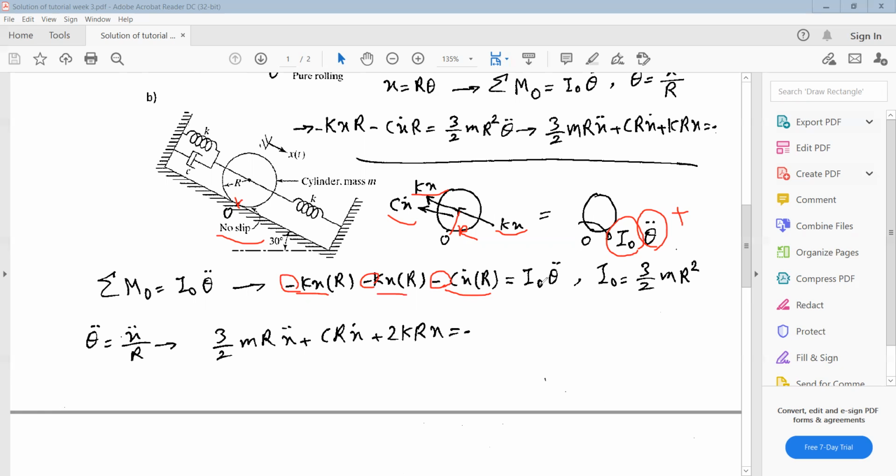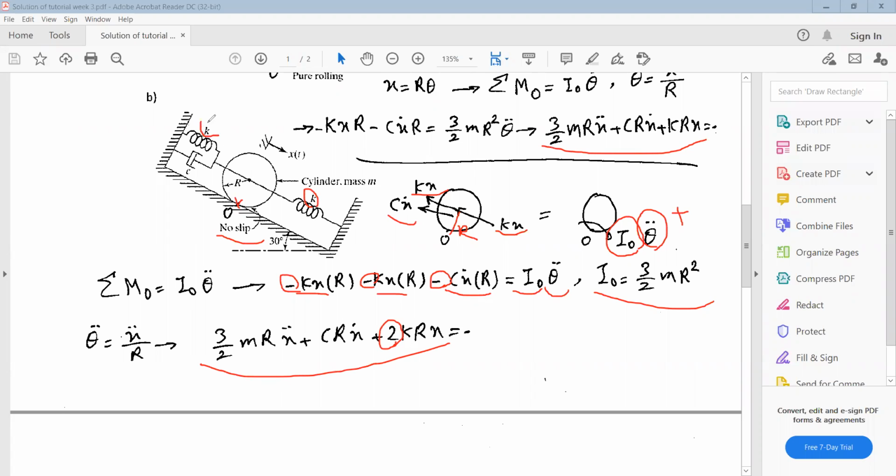It must be equal to the mass moment of inertia about point O multiplied by the angular acceleration. And I_O, similar to the previous part, is 3 over 2 times m r squared. Then we can substitute and extract the equation of motion. If you compare with the equation of motion in the previous part, you can see it is the same, only here we have a coefficient of 2, which is due to having two springs.